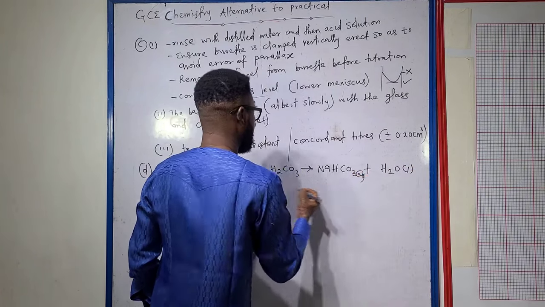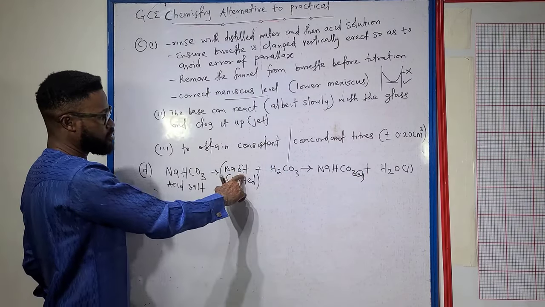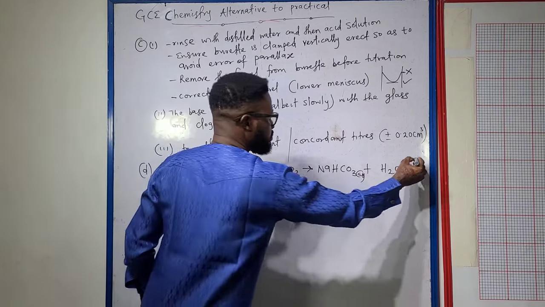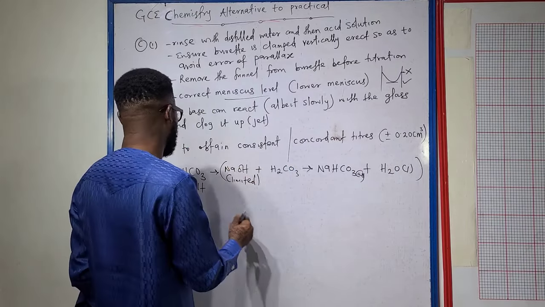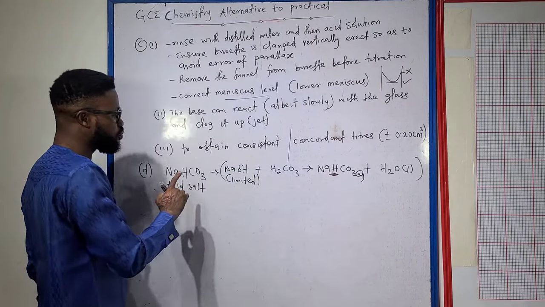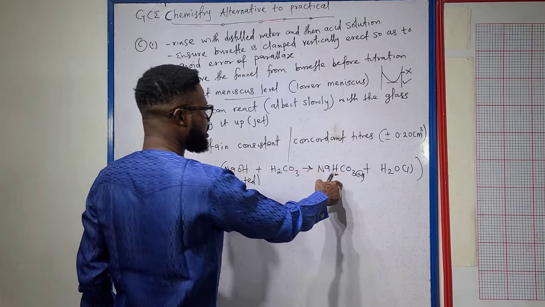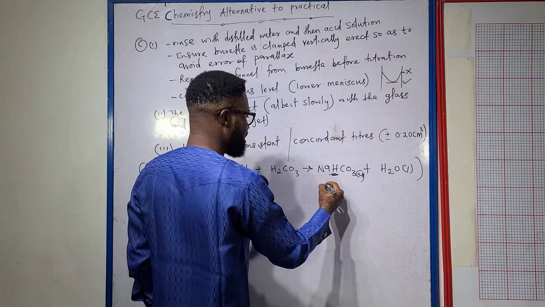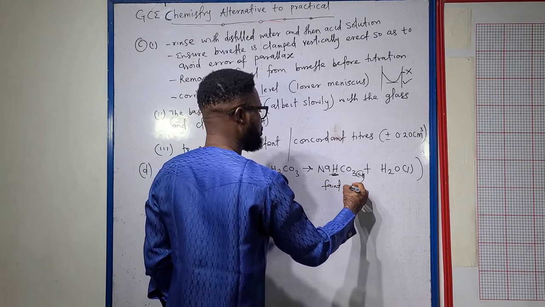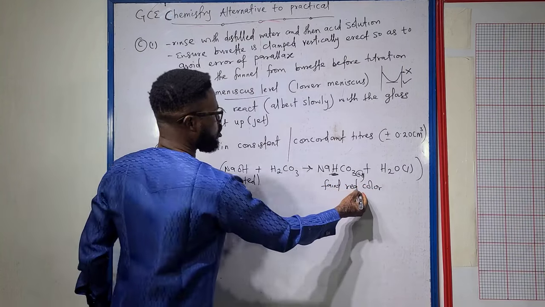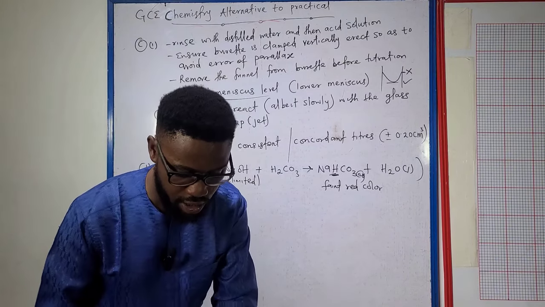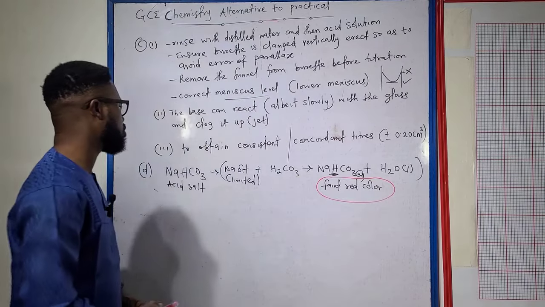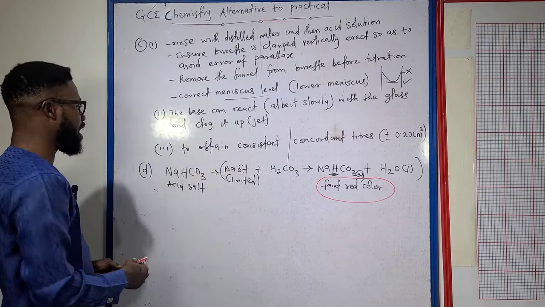So you can see this. So what do we have here? Sodium hydroxide reacting with this, because we have a limited supply of this. So basically what I'm trying to say is that because of this hydrogen here, if I am to put methyl orange into this, the color that this will give me, because of the hydrogen ion there, which represents an acid, is a faint red color. I'm going to have a faint red color for that. That is the color of methyl orange in sodium hydrogen trioxocarbonate.